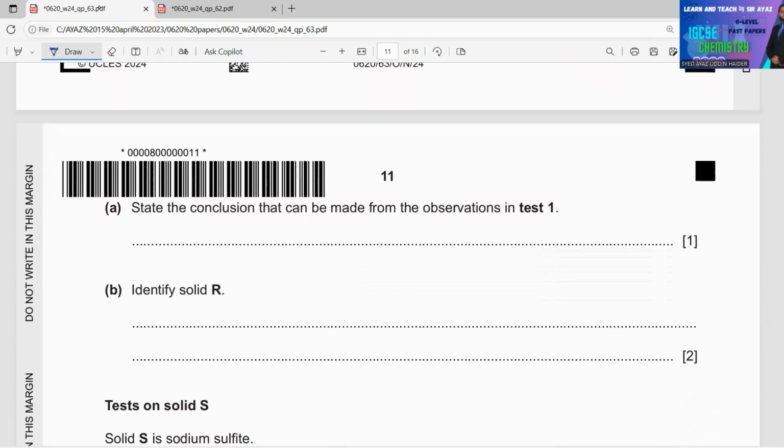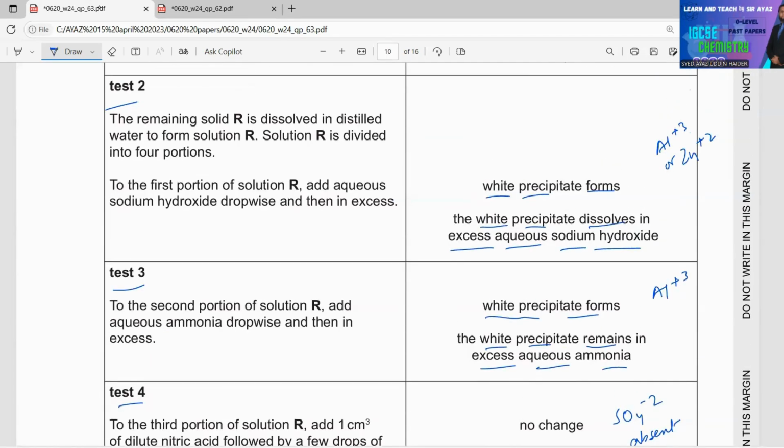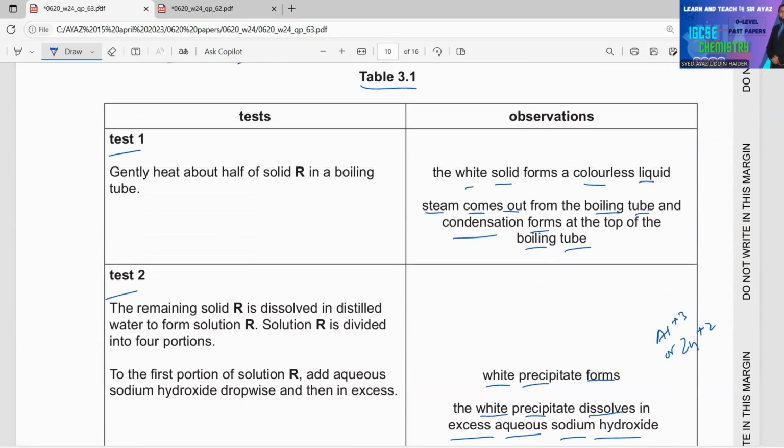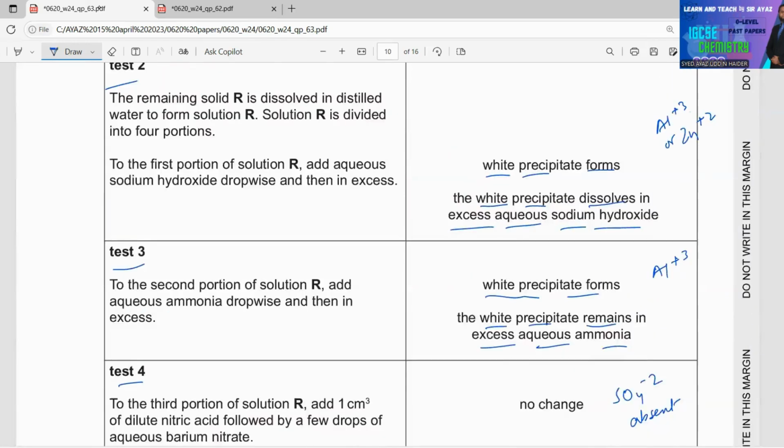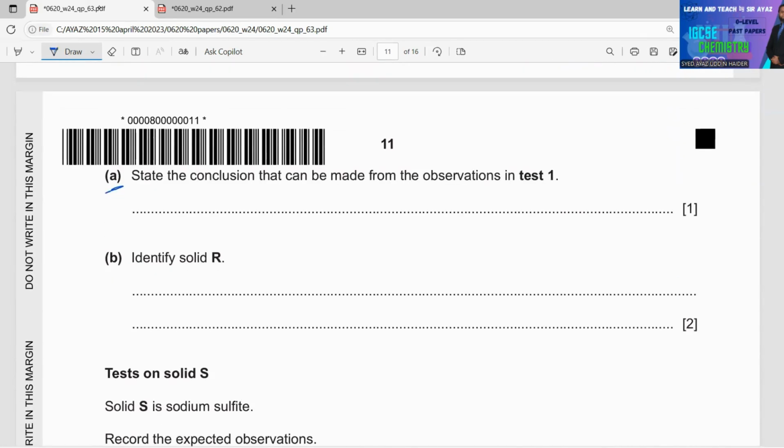Now let's see the questions. Part A. State the conclusion that can be made from observations in test 1. If you look at test 1, there's white solid forming a colorless liquid, and there's steam coming out of the boiling tube and condensation forms at the top of the boiling tube. It means that solid R must have water chemically combined with the salt. And the term we use for this is water of crystallization. So you can write: contains water of crystallization.